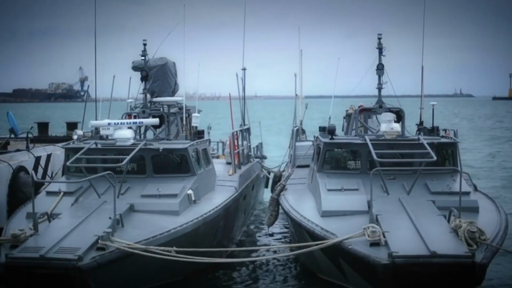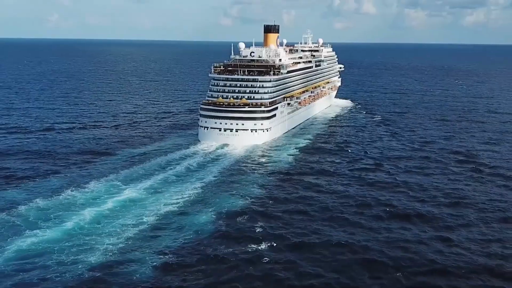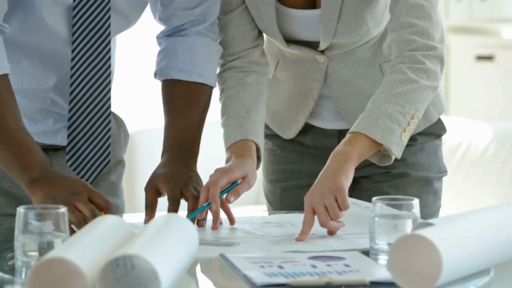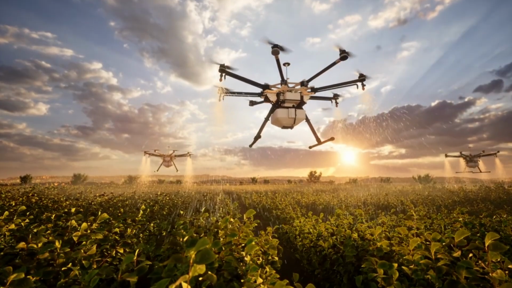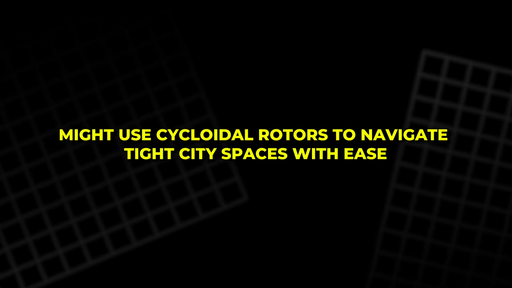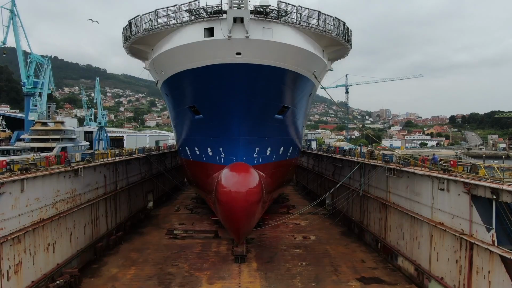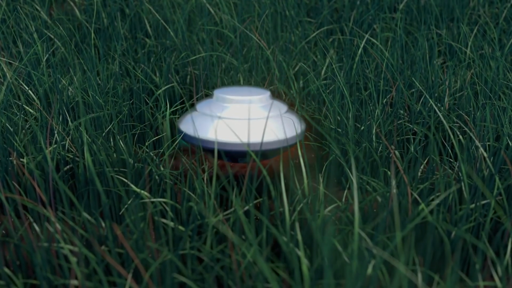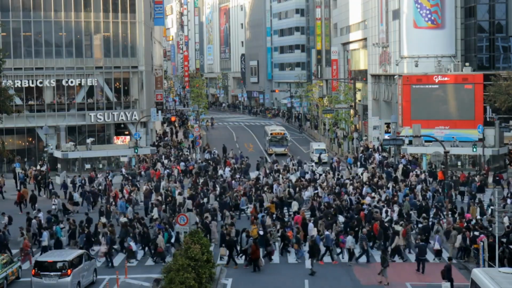Some build marine thrusters for small boats, while others create tiny flying robots that demonstrate the beauty of 360-degree thrust control. Urban planners and mobility engineers are also paying attention. Future aerial taxis, autonomous delivery drones, and compact flying vehicles might use cycloidal rotors to navigate tight city spaces with ease. These rotors can change direction instantly, making them ideal for weaving between buildings or landing in small spaces. Their potential for quiet operation could also help reduce noise pollution in crowded areas.